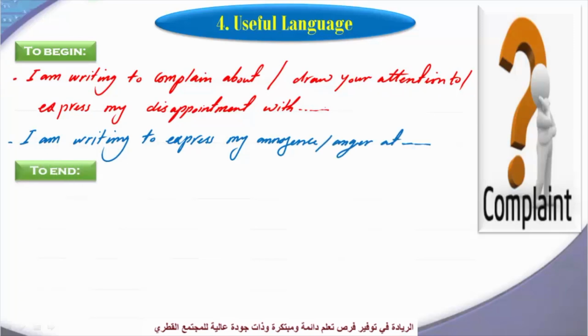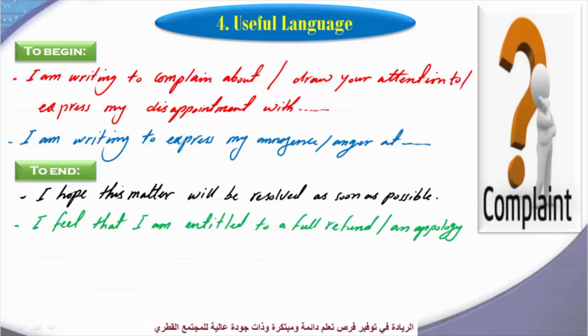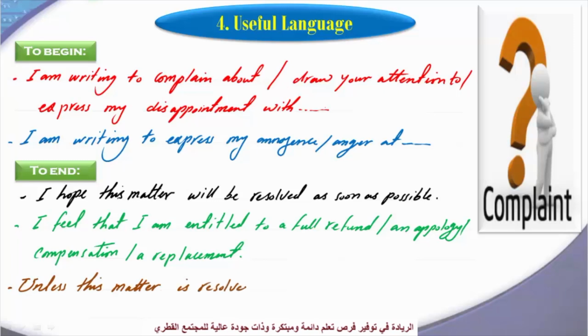At the end, you can describe the action that you want to be taken by writing, "I hope this matter will be resolved as soon as possible." You can write also, "I feel that I am entitled to a full refund or to an apology or to compensation or a replacement." Also you can write, "Unless this matter is resolved, I will take further action."